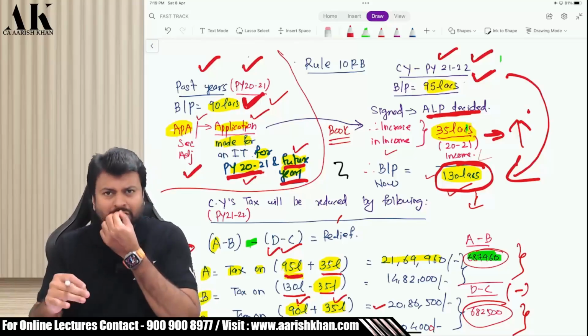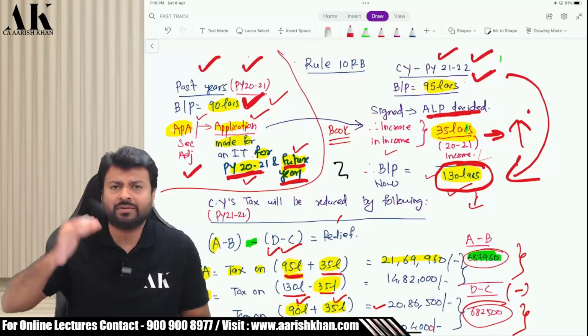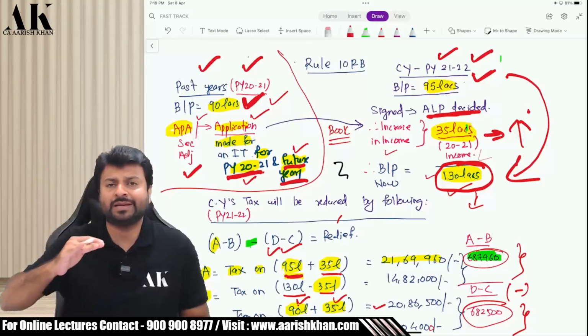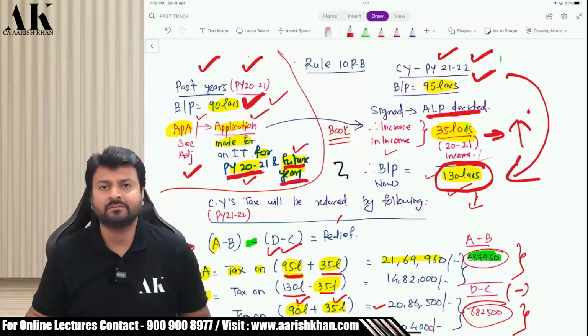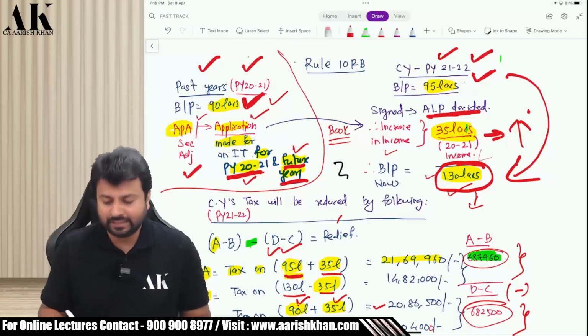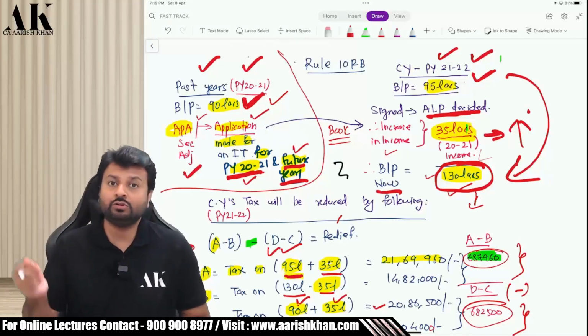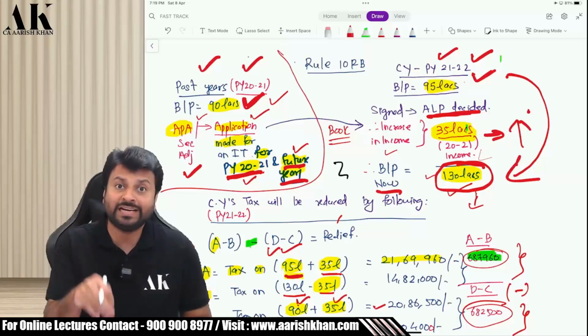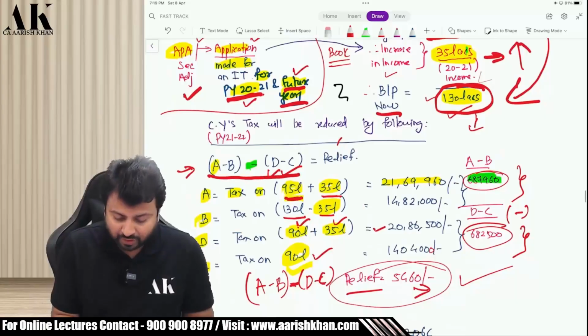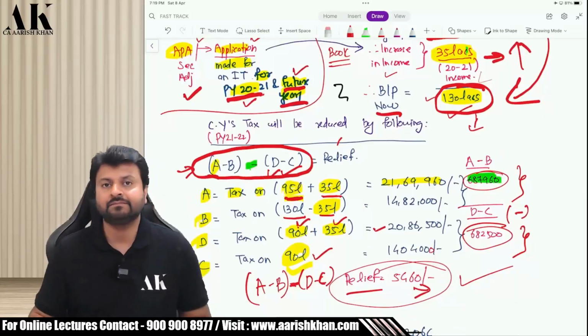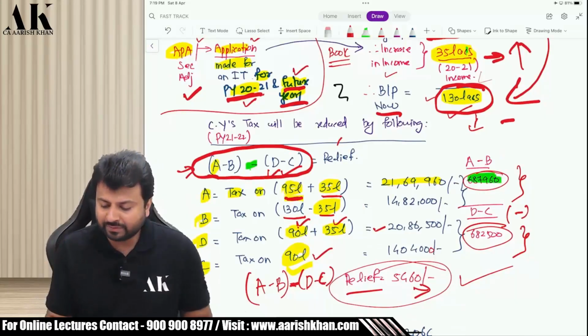So in the current year, you did what? Because the CBDT increased the income by 35 lakhs in the advance pricing agreement, you increase the current year's income by 35 lakhs. So now the book profit of the current year is looking at what? 130 lakhs. Now you have to unnecessarily pay tax on 130 lakhs in the current year. So the government is going to give you some relief. Relief in this form: A minus B minus D minus C. So this much is the relief you are going to get from the current year tax.